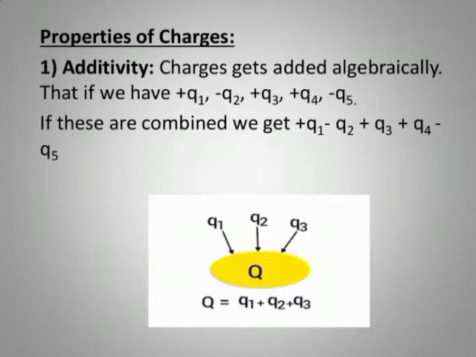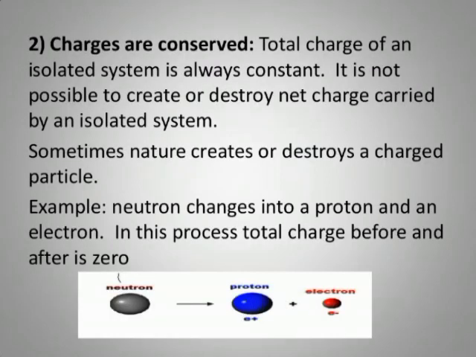This concept is the first property of a charge. Next, going to the second property, which is that charges are conserved. Conservation is something you might have studied in your lower classes, the conservation of energy. You cannot create it, you cannot destroy it. In the same way, charges also cannot be created or destroyed by human beings, but sometimes nature creates or destroys a charged particle. So this is the second property of the charge.